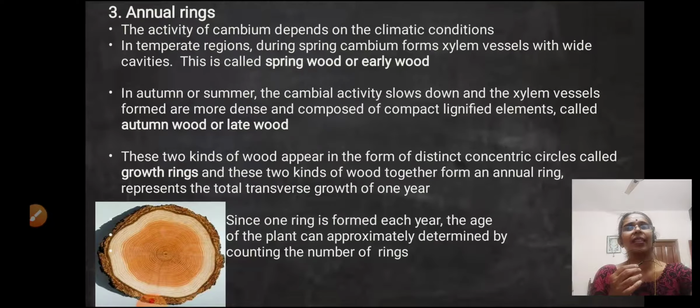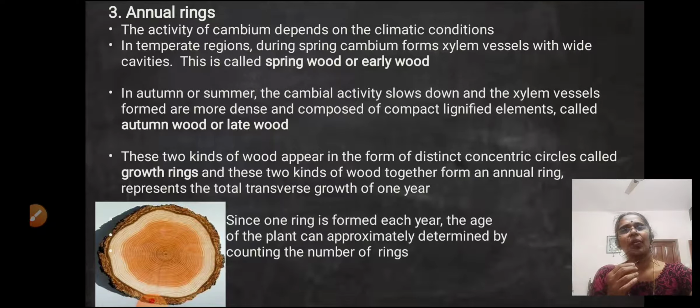Next one is the annual rings. The activity of cambium depends on the climatic conditions. In temperate regions, in cold countries, during spring, cambium forms xylem vessels with wide cavities and this is called the spring wood or the early wood. In autumn or summer, the cambial activity slows down and the xylem vessels formed are more dense and composed of compact lignified elements called autumn wood or late wood.